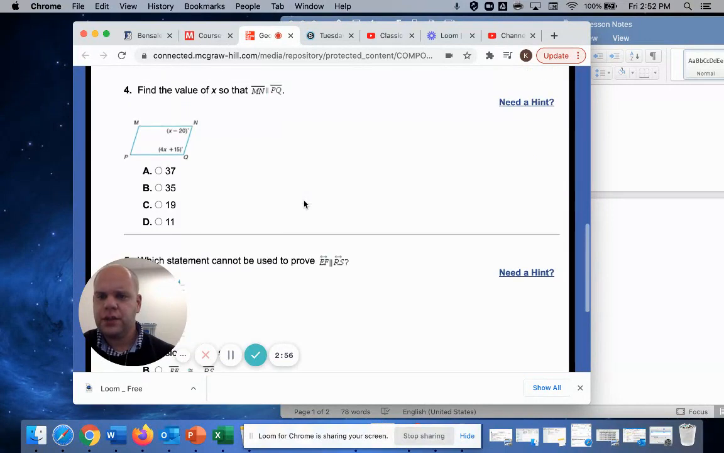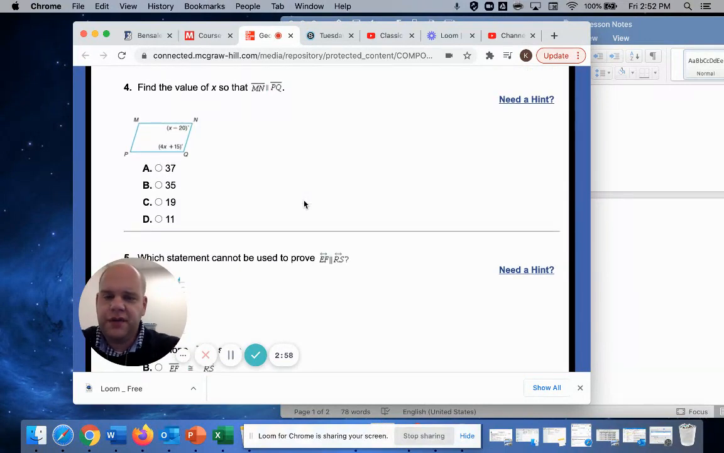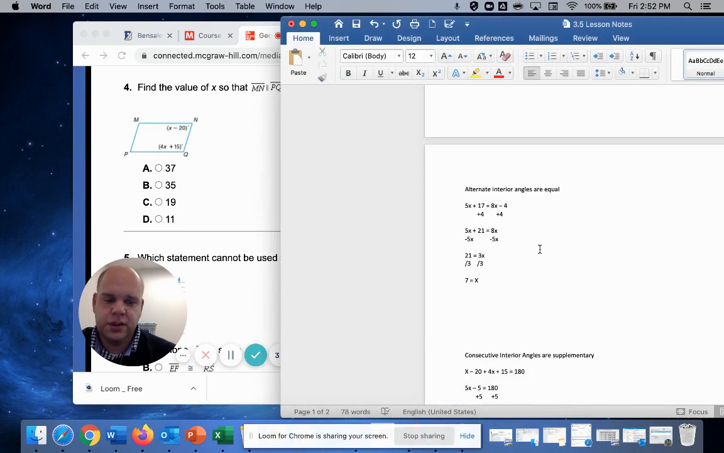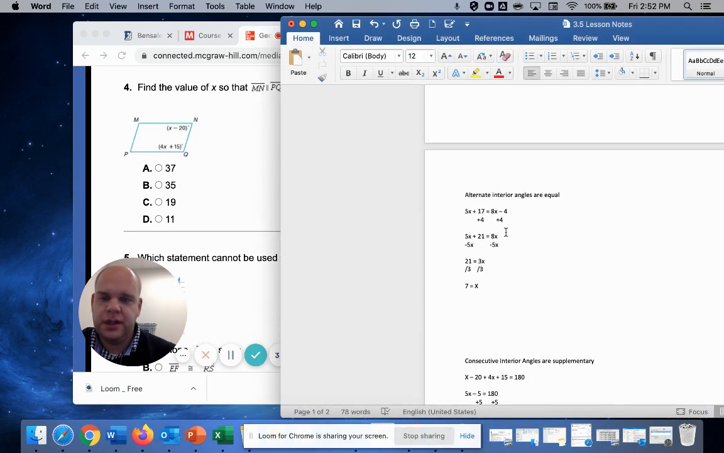Yep. 2 more left. So find the value of x so that line MN is parallel to line PQ. Okay. So this would have to be a line that's parallel to this line, and this would have to be the transversal. So these lines right here would have to be consecutive interior angles. So let's go over to this. Luckily, Mr. Selby already worked this out. They're consecutive interior angles. That must mean they are supplementary.